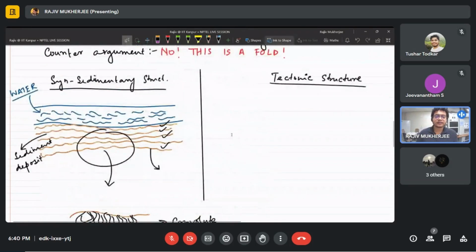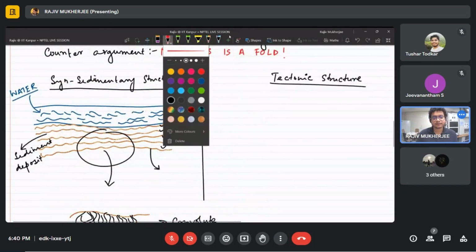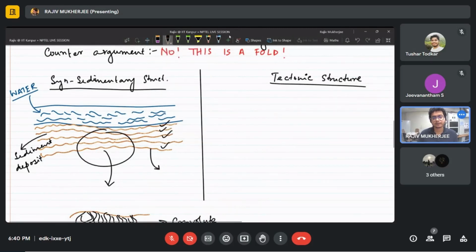Now coming to the tectonic structures. Tectonic structures essentially form after lithification.